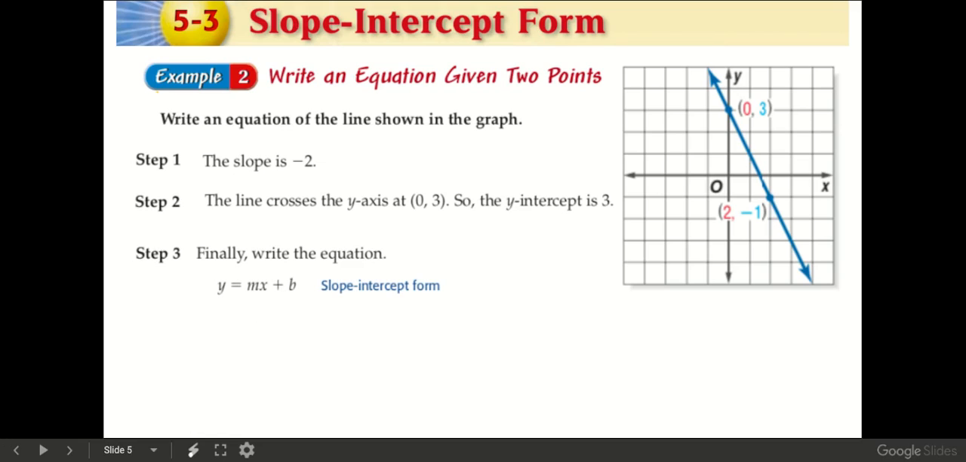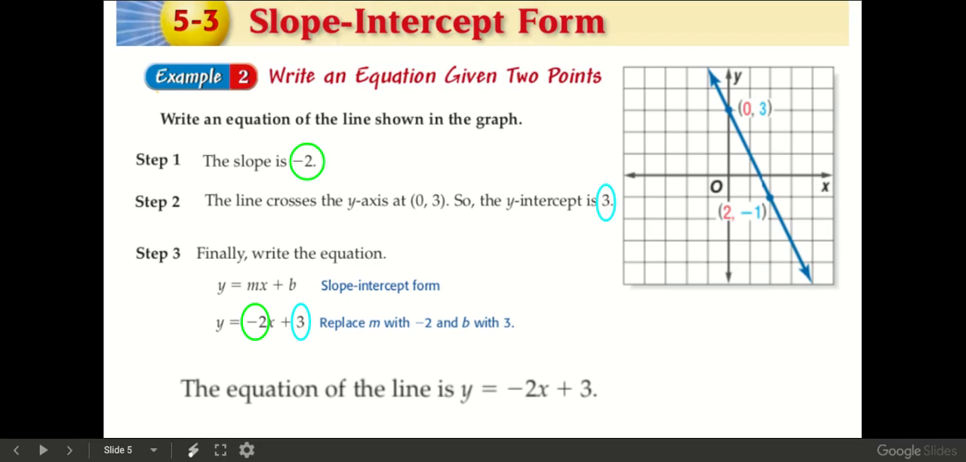So here's the slope-intercept form of the equation. And again, all I'm substituting in is the slope and the y-intercept. My slope is -2, my y-intercept is +3, and that would be the slope-intercept form of this equation. So the equation of the line is y equals -2x plus 3.